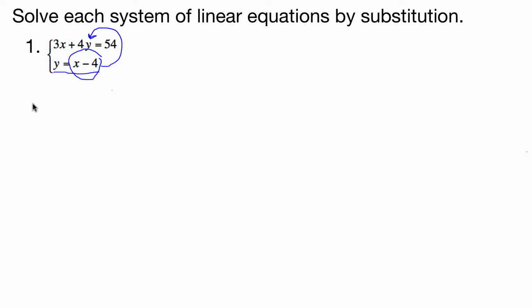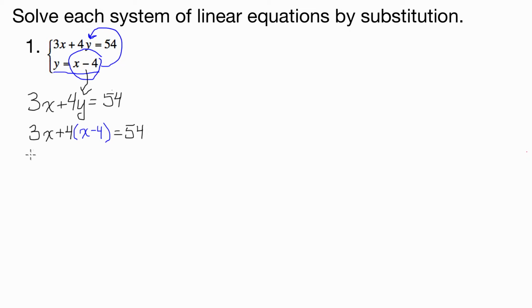What I'm going to do is take that first equation and rewrite it quickly: 3x plus 4y equals 54. And I'm going to take x minus 4 and plug it in for y. So 3x plus 4 times the quantity x minus 4 equals 54. Okay, so this is great because we already had one of the equations in the form y equals. We were able to just substitute the x minus 4 in for y.